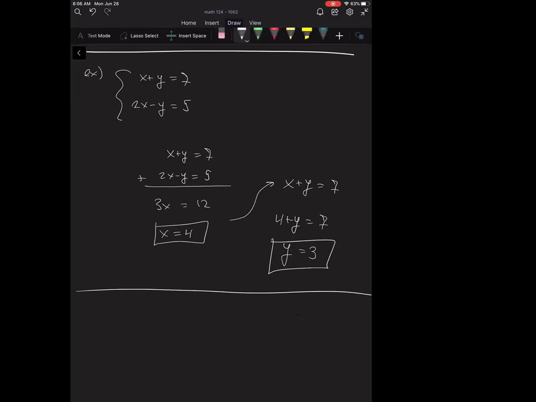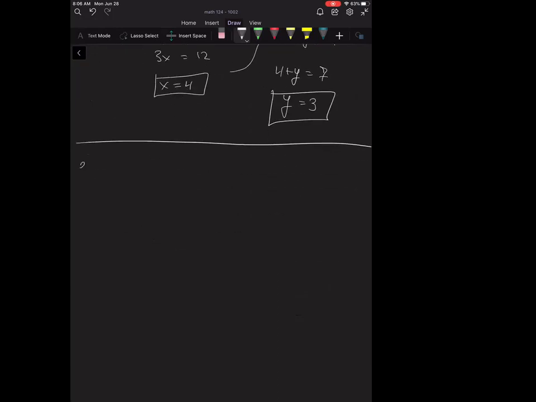Okay, so for this problem, we have 2x minus y plus 4z is equal to minus 3. x minus 2y minus 10z is equal to minus 6. So let's see, we have everything right. 2x minus y plus 4z is equal to minus 3. x minus 2y minus 10z is equal to minus 6.